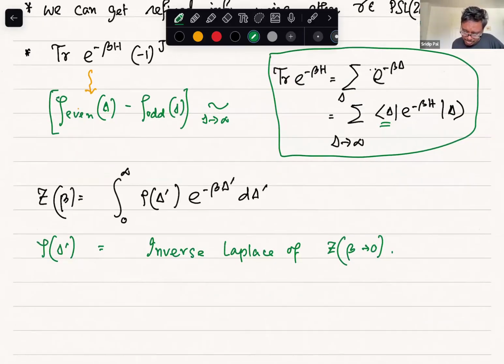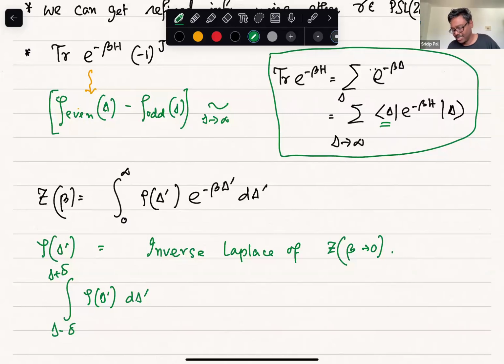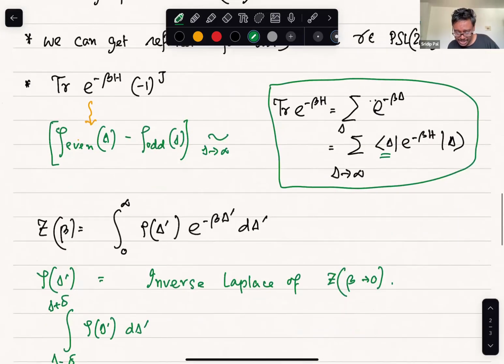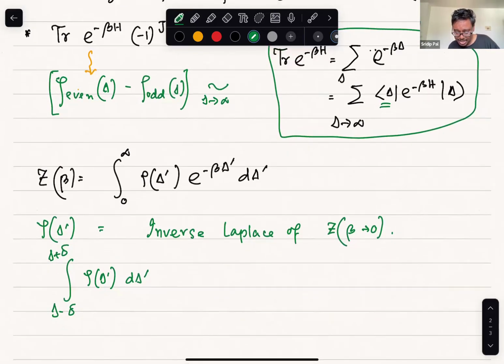A proper way to phrase this result is to think of some microcanonical window at some high energy and average over that microcanonical window. So you write it down this way: dΔ' from Δ minus δ to Δ plus δ. You bin the high energy states and count the number of states inside this window, and that expression is given by the inverse Laplace of this quantity. But now when you insert this (-1)^j, instead of summing over this ρ(Δ'), you bin in a different way.